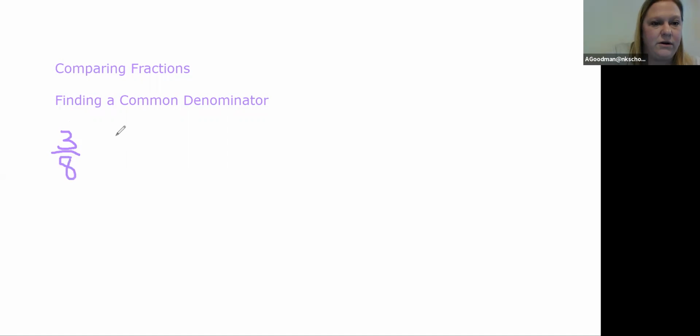3/8 and 1/4 and 1/2. Okay, so if we're trying to find a common denominator between those 3 fractions, we need to kind of use some observation skills. I can tell that there's something with 2 and 4 and 8. There is a way to make 8s, but we won't need to worry about that.